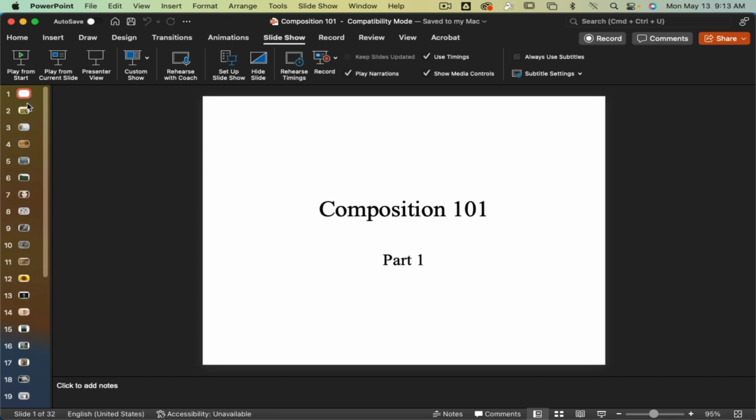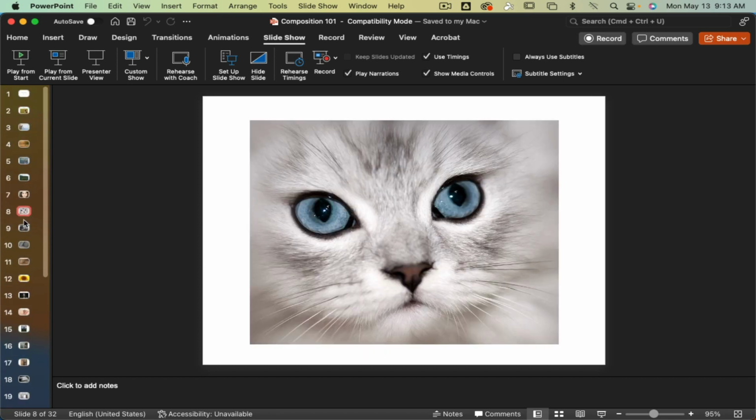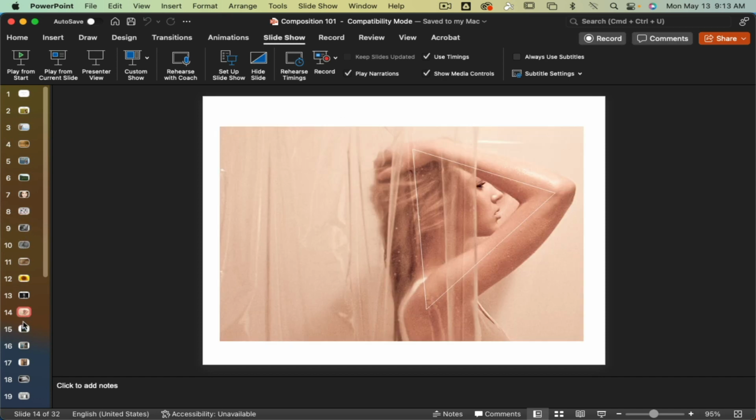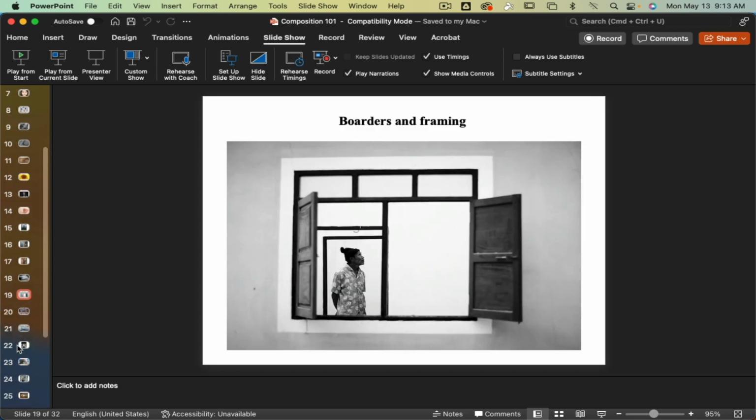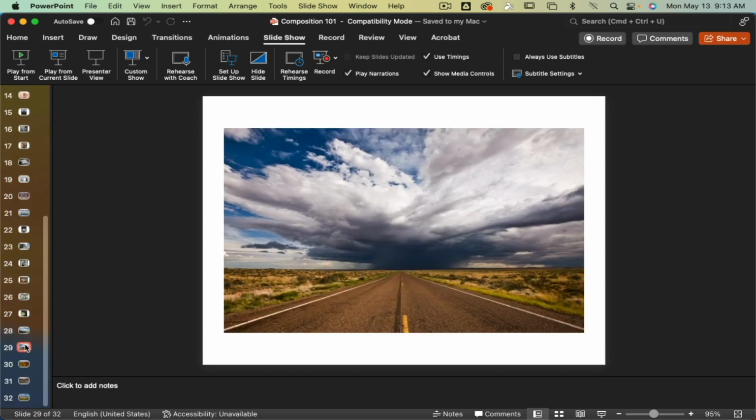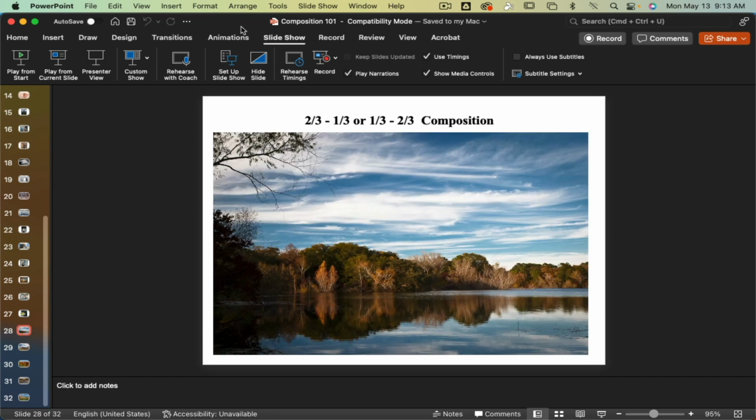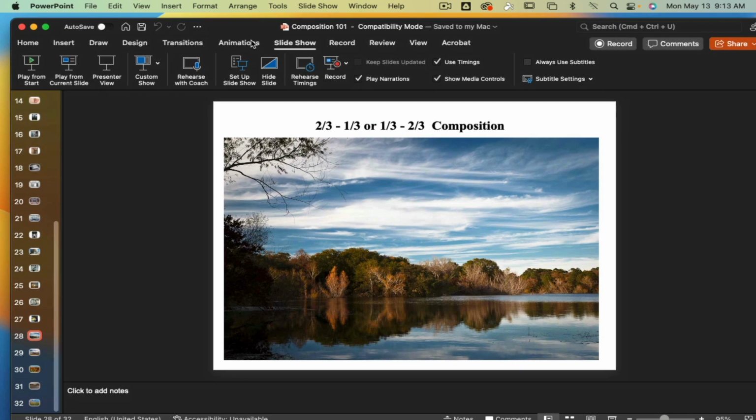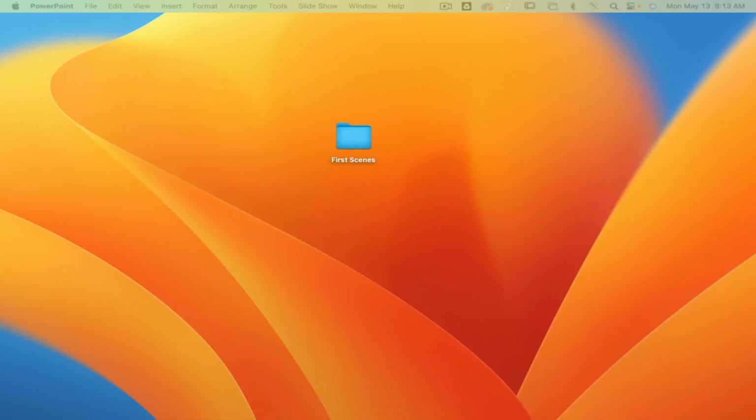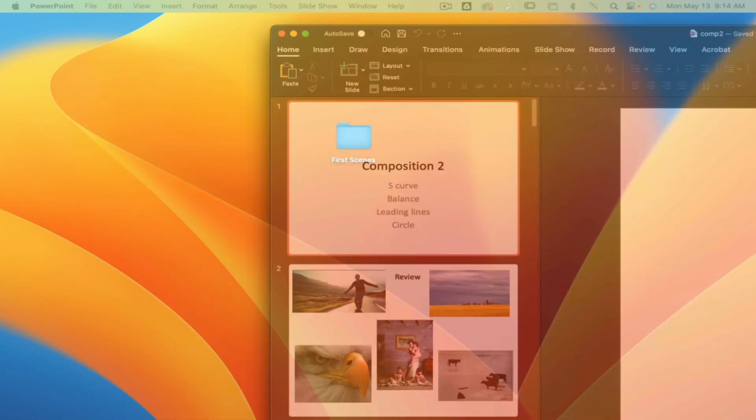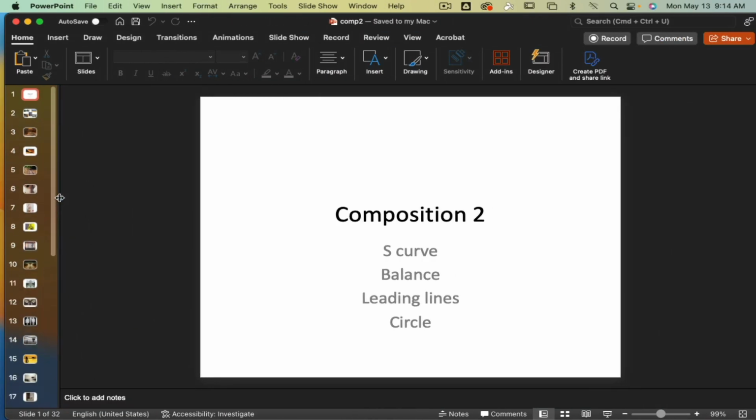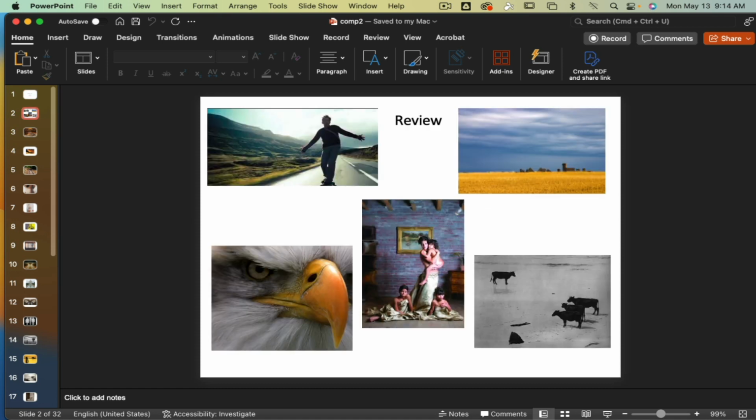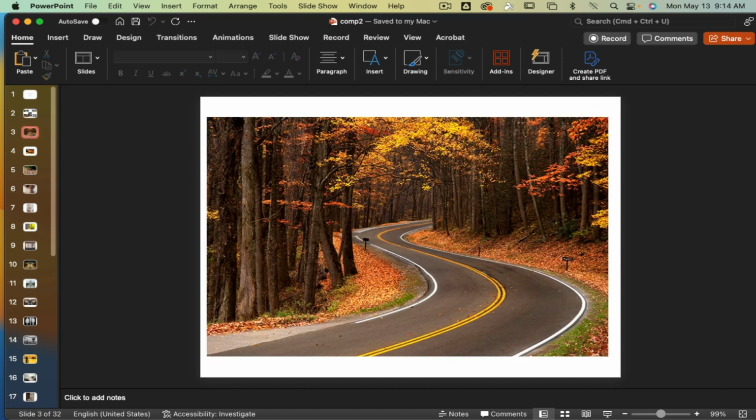All right, so just to revisit. We got rule of thirds. We got fill the frame. We got triangle composition, borders and framing, and then the 2/3, 1/3. So I gave you that one months ago. And there's another, composition 2. Smaller. In this one we had S-curve, we had balance, leading lines, and then the circle. So we'll go over and review this as well.